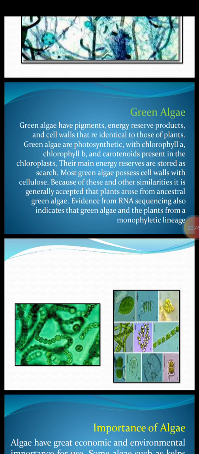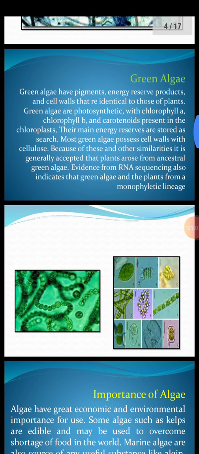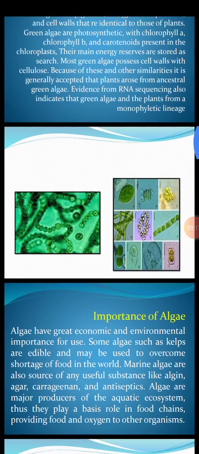Because of these and other similarities, it is generally accepted that plants arose from ancestral green algae, because both have cell walls. Evidence from their nucleic acid, that is RNA sequencing, also indicates that green algae and plants arise from a common ancestor. Having a common ancestor is known as monophyletic lineage. Pictures of green algae are shown.